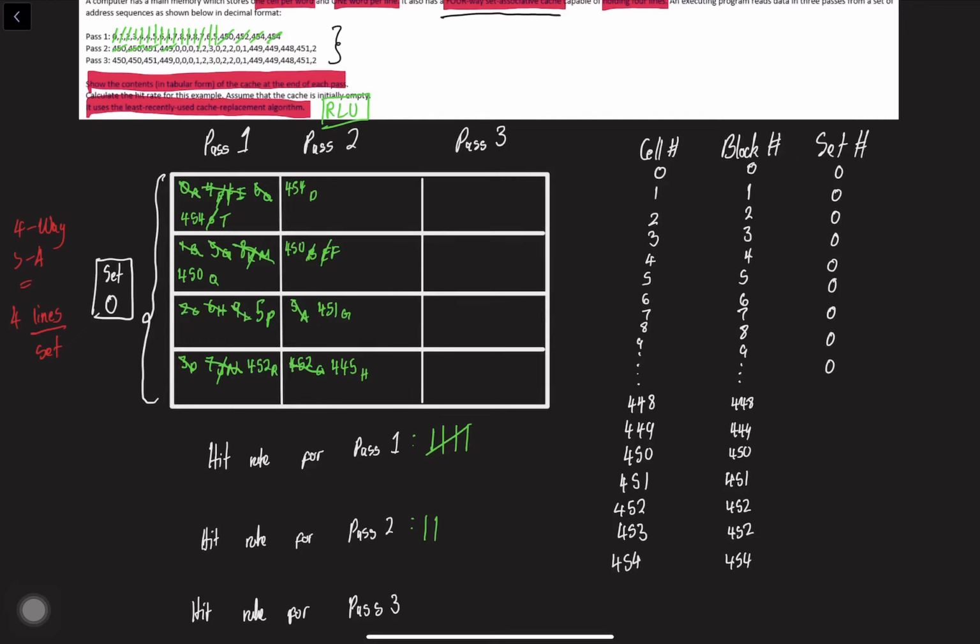Our next one, 0. 0 does not exist in our cache, right? So we have to go to main memory to fetch that. And where will we put it? Which line will we put it into? That is determined by the LRU, which is the D. And so our 0 will get an I there, right?